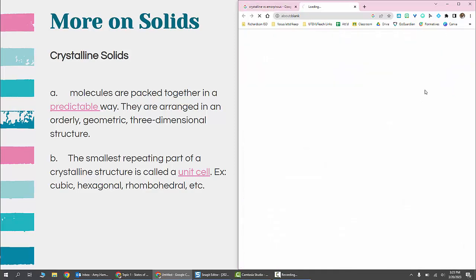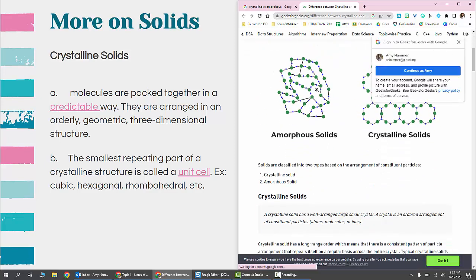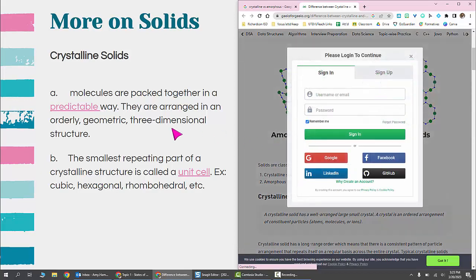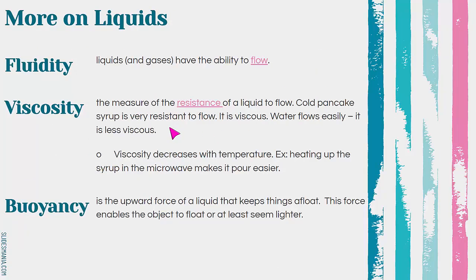All right, this is a wonderful illustration. So a crystalline solid, like we have here on the right, we see that all of the particles are always arranged in this hexagon shape. Because it's regular and repeating, that is a crystalline solid. Amorphous, on the other hand, there is no pattern of how these blue and green atoms are linked together. It's very random, very disorganized, and so that would be an amorphous solid. So those are our 2 types of solids.